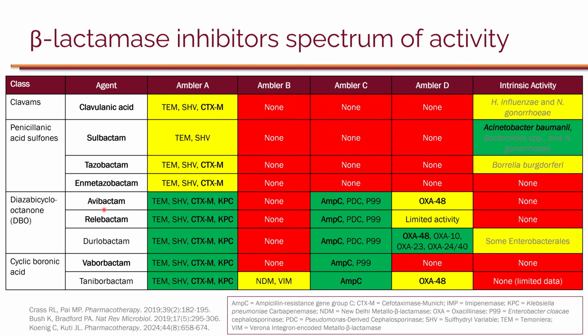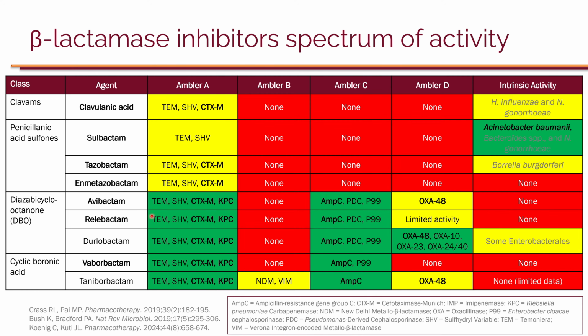Then we have avibactam, which has really good activity against class A, including ESBLs as well as KPC carbapenemases. So avibactam can restore activity against carbapenem-resistant Enterobacterales. It does not have activity against class B, but it is also active against class C, AmpC, and OXA-48. So OXA-48 is inhibited by avibactam.